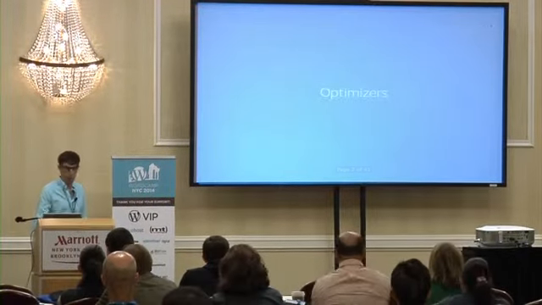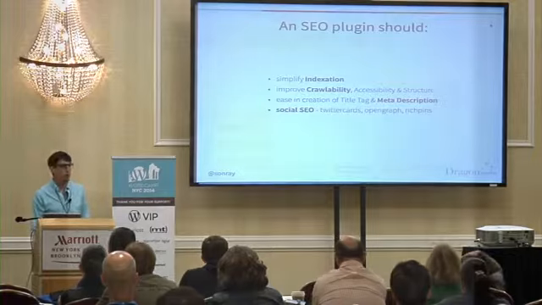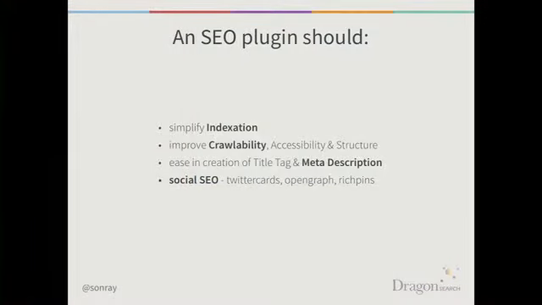So optimizers, there are a number of optimizers that are available and that can be used. Really the main goal of an optimizer should be to simplify the indexation of your website, your blog, your content, whatever it is that you are doing. They should also improve the crawlability, the accessibility, and the structure of your website. We've heard some speakers earlier talking about tags and categories and different ways to organize your content. They should also ease in the creation of metadata that's on your site.